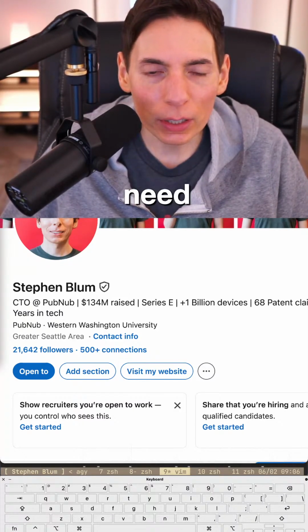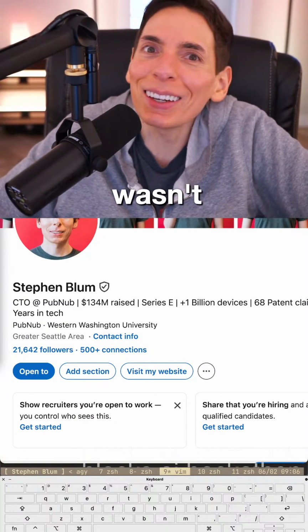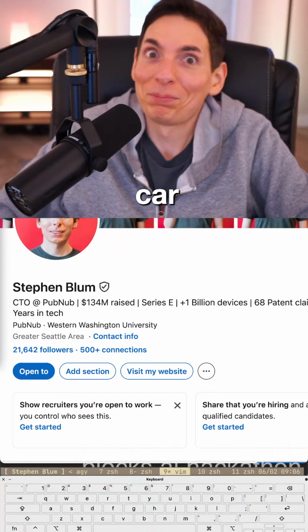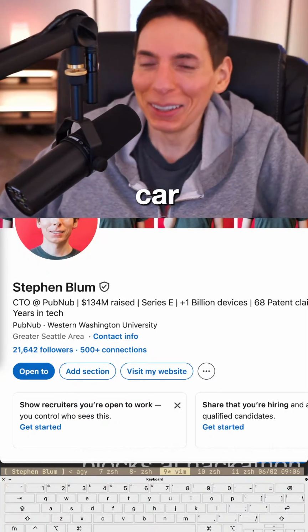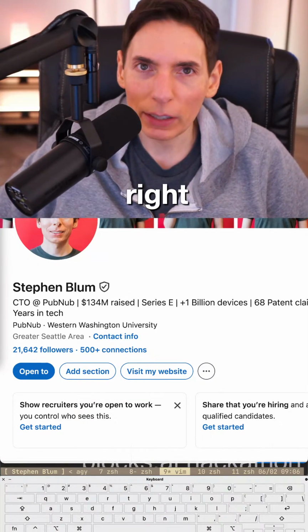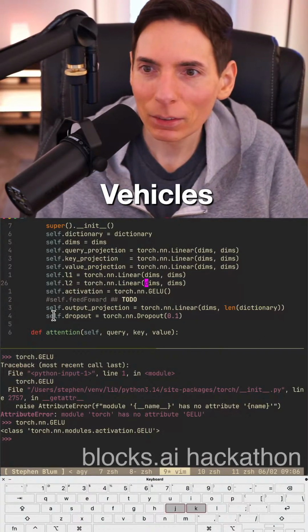Oh, how much did you need to pay for college back then? It was not that much money. It was so cheap. It was cheaper than a car. And now college costs multiple cars, right? I think multiple vehicles.